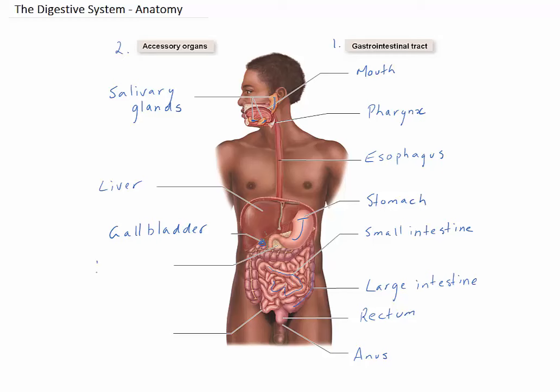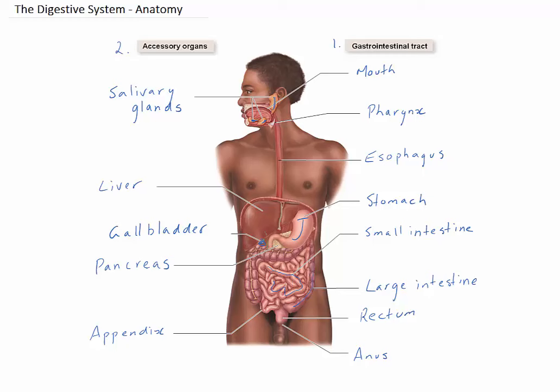After that is the pancreas. And the pancreas produces and releases digestive enzymes and bicarbonate ions into the small intestine. And finally, the appendix. The appendix is a tube that's about 10 centimeters long at the junction between the small intestine and the large intestine. And it doesn't really have a function. It's sort of a leftover piece of anatomy from our evolution.